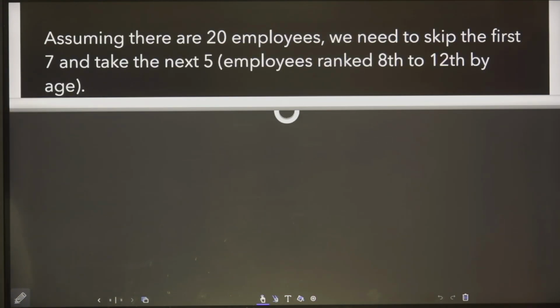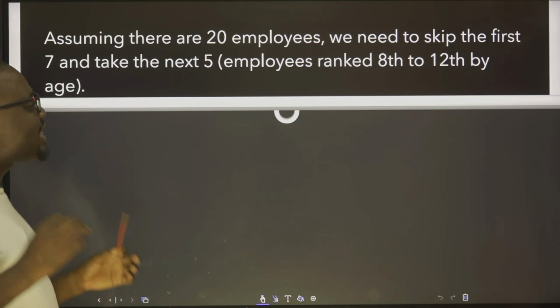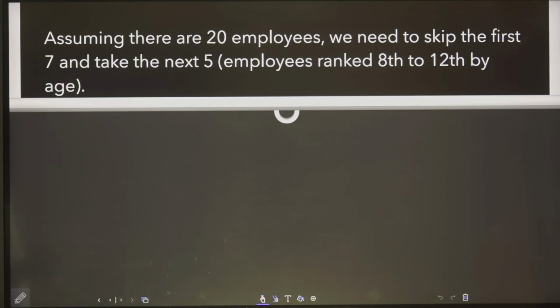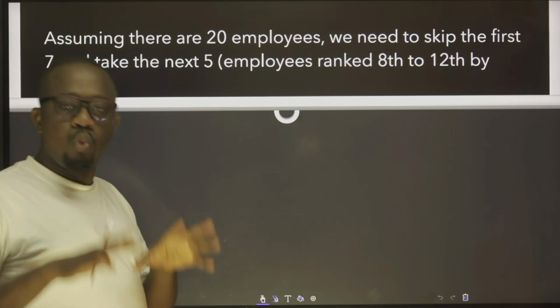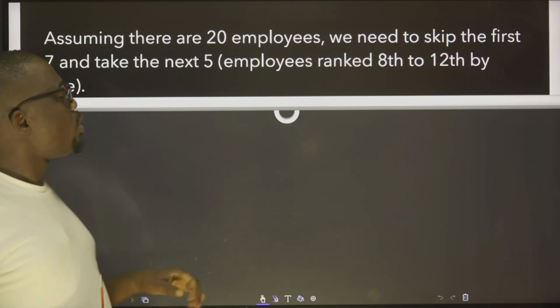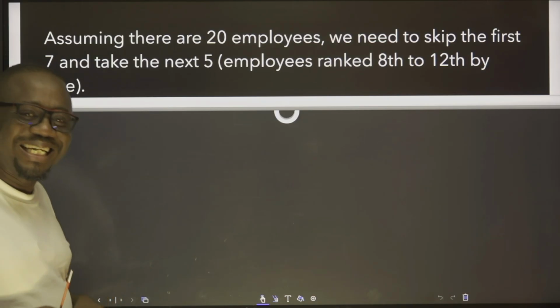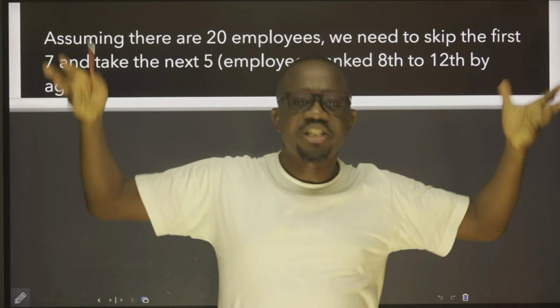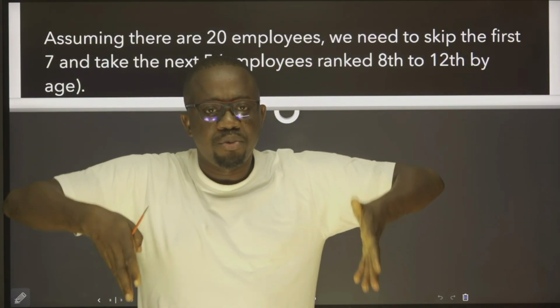Now let's look at this. It says, assuming there are 20 employees, we need to skip the first 7 and take the next 5. That is employee rank from 8 to 12 by age. What I'm going to do again, I'm going to allow you to solve this, work on it. Once you finish, you compare your query with my query, which I will drop for you in the description section. So all these queries, the script, I'm going to drop them for you in the description.